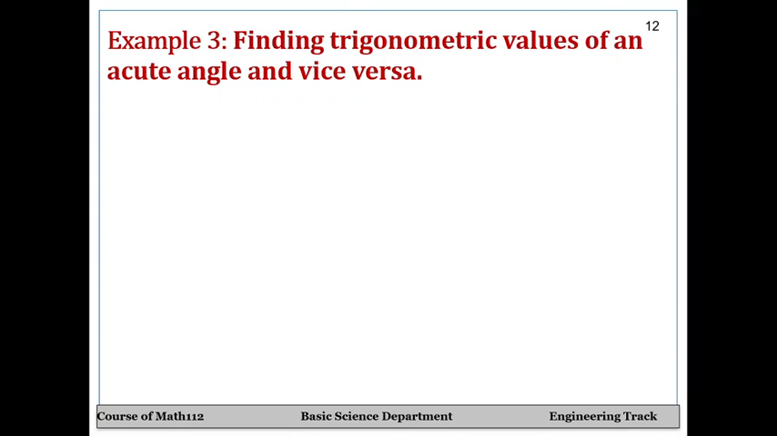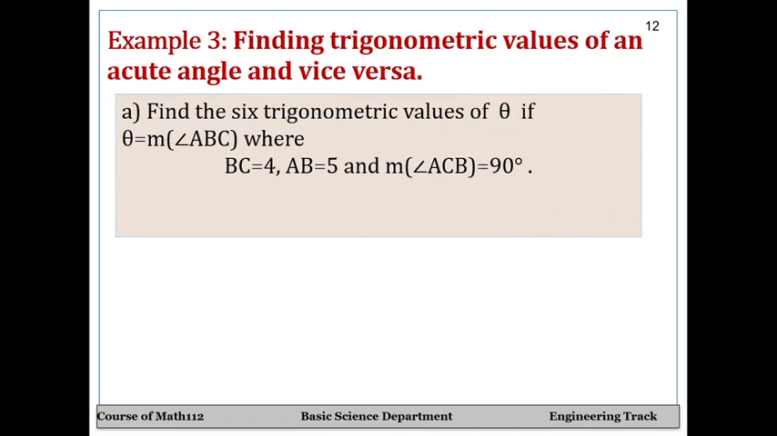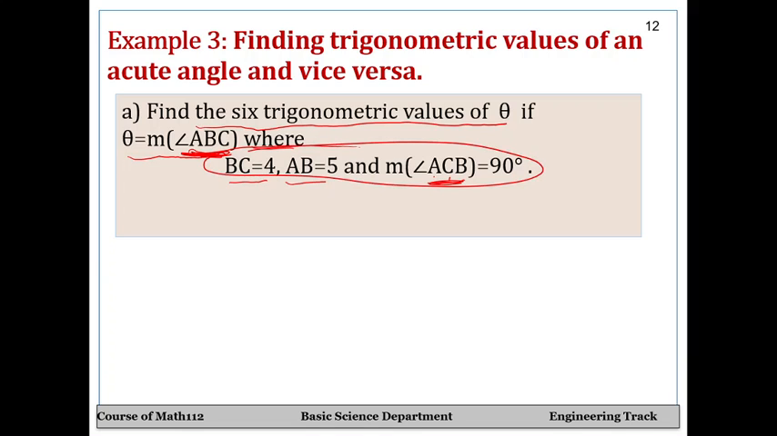Now, finding the trigonometric values of an acute angle and vice versa. Okay, let's concentrate on these problems here. Find the 6 trigonometric values of theta if theta is the measure of the angle ABC, where BC is 4, AB is 5, and the measure of the angle ACB is 90. So here we see some angles, and here we have 3 letters, so it will be a triangle. And first we have to set up the triangle.